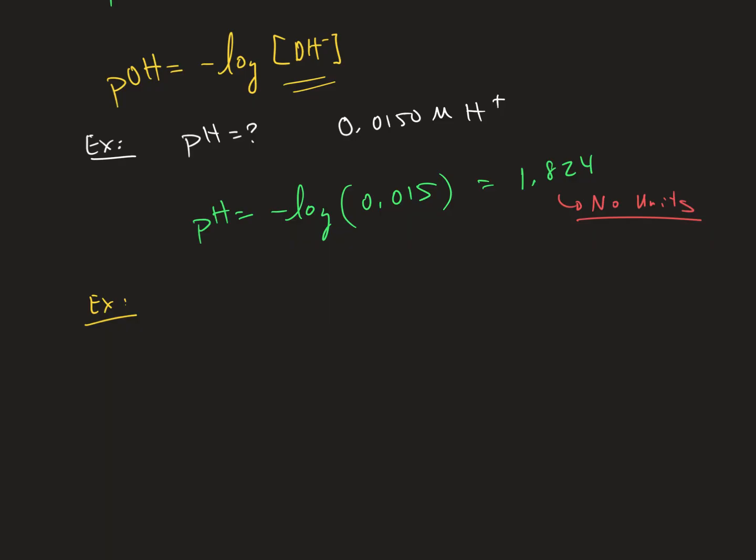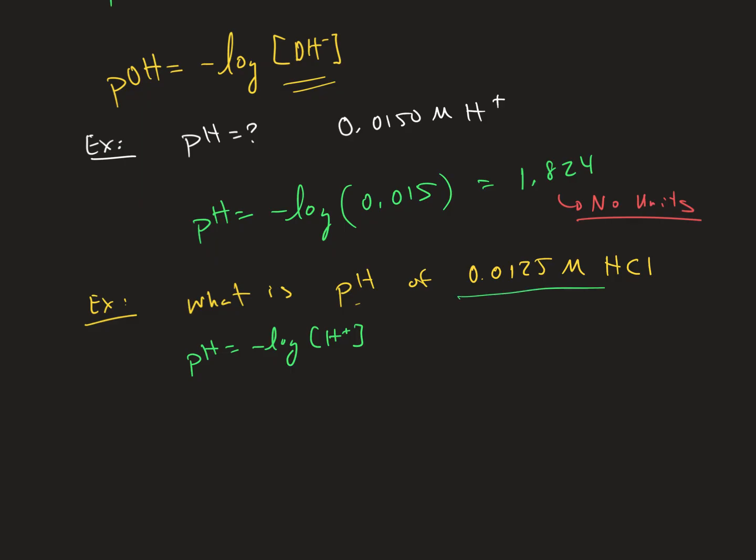All right, so let's say we have, what is the pH of a solution that has 0.0125 molar concentration of HCl? We're looking for pH, so we write down our equation. pH is equal to negative log of the hydrogen ion concentration. Therefore, this tells us we need to know what the hydrogen ion concentration is, right? So how do we find the hydrogen ion concentration if we're given the molarity of an acid?